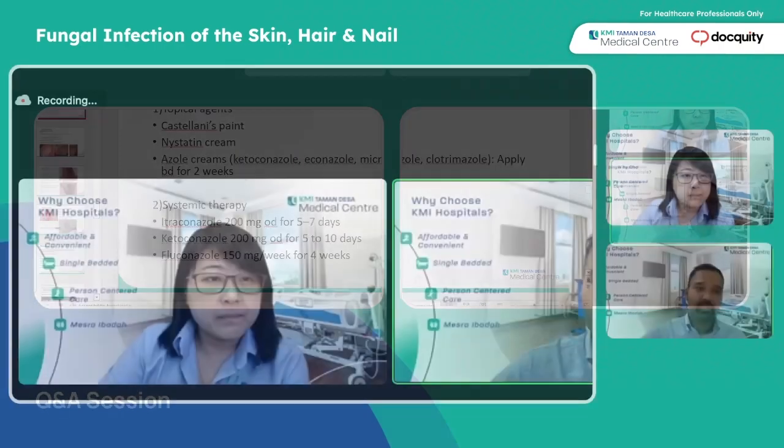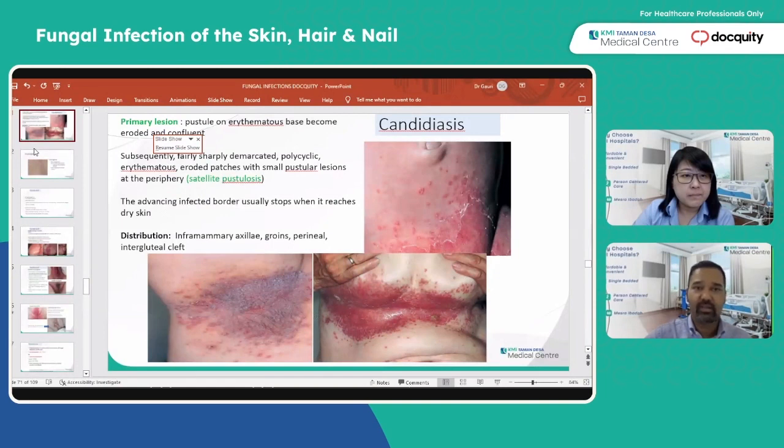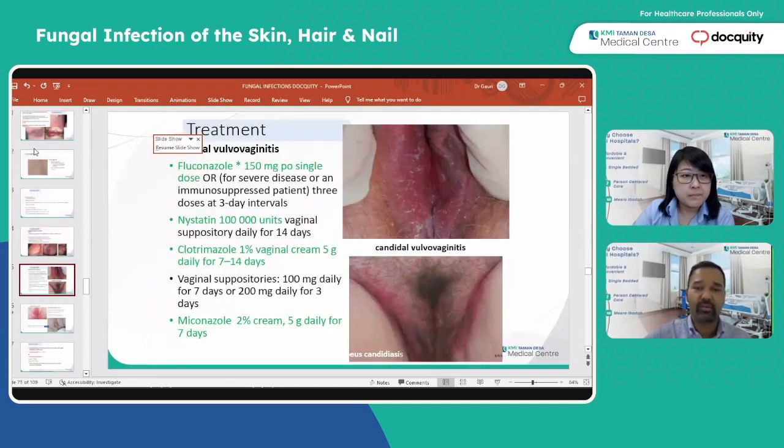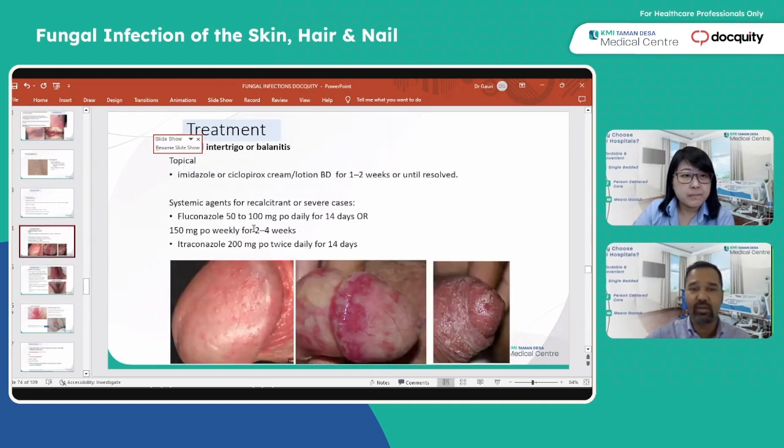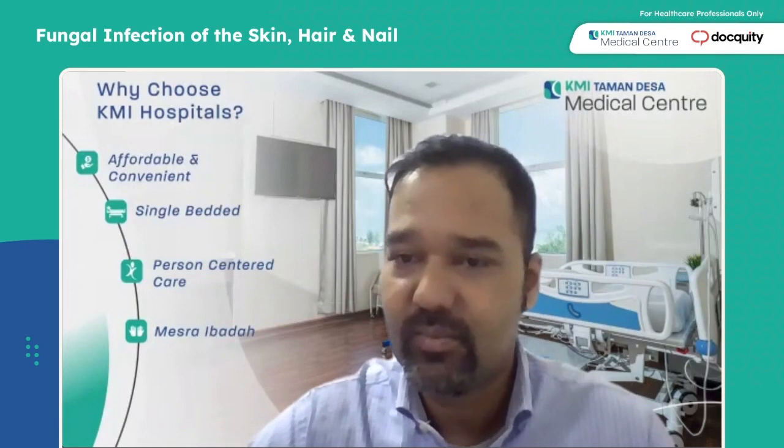Okay, so this is cutaneous candidiasis. This is vulvovaginitis. I put two pictures here: cutaneous candidiasis and vulvovaginitis. If it's cutaneous candidiasis, you can just give fluconazole 50-100 milligram daily for 2 weeks, or 150 milligram weekly, also for about 2 to 4 weeks. Fluconazole responds better for candidiasis. Second option would be itraconazole. But for vulvovaginitis, the fluconazole would be, you can take a picture, 150 milligram stat dose, or if very severe, 3 doses at 3-day intervals.